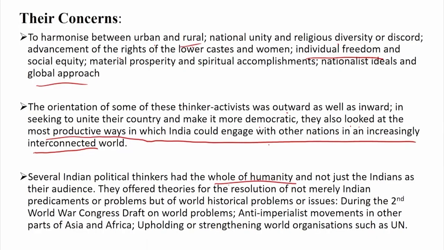When they were writing or reflecting about challenges, they were not exclusively bothered about Indian concerns alone. They had a broader, bigger canvas in their reflection about global peace, harmony or justice, etcetera. So, the theories or resolutions that they gave for Indian problems or predicaments were applicable to global problems as well. One example one can think of is the Second World War, when the Congress drafted a resolution where the anti-imperialist movement in many parts of Asia and Africa was supported by the Indians.